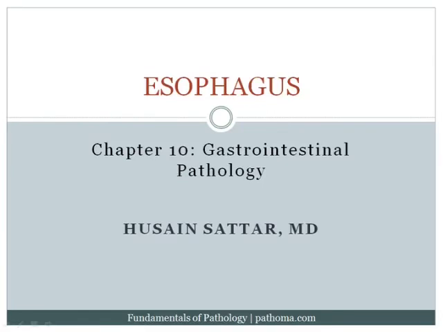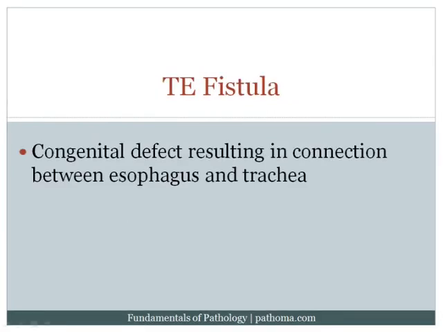Okay, next section, the esophagus. The very first disorder that we want to talk about is a TE fistula, a tracheoesophageal fistula. Let's remind ourselves that a fistula is an abnormal connection between two tubes, and in this particular case, the abnormal connection is going to be between the trachea and the esophagus, and of course this is a congenital defect.